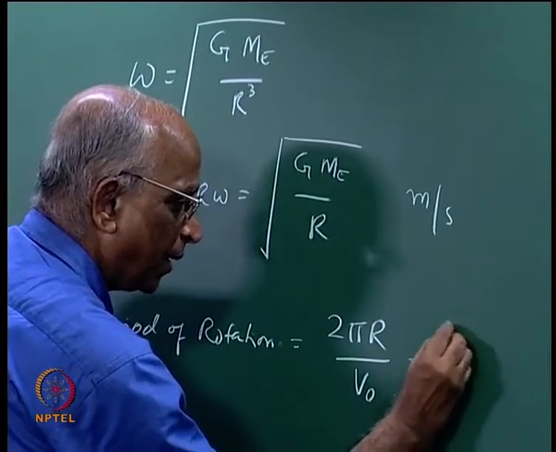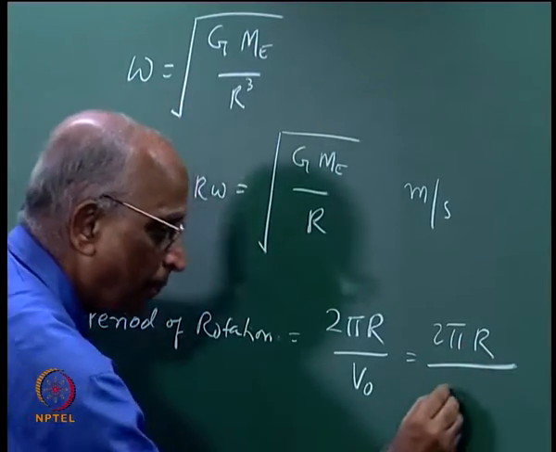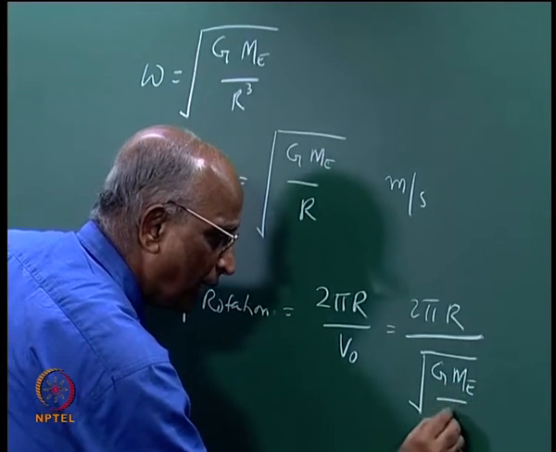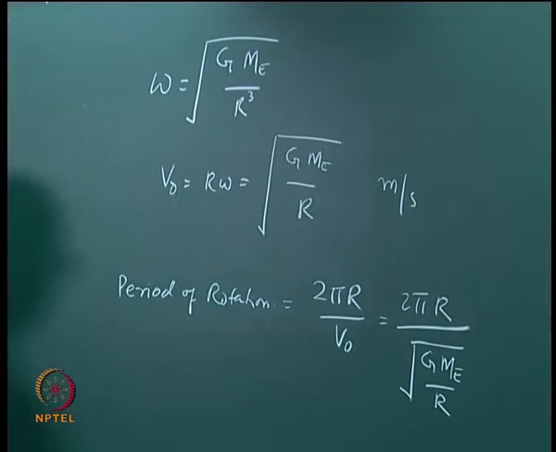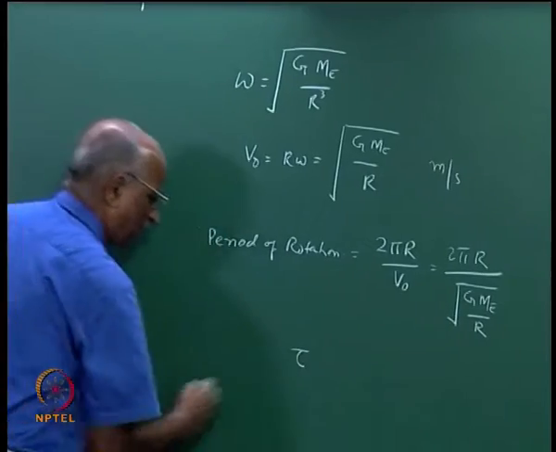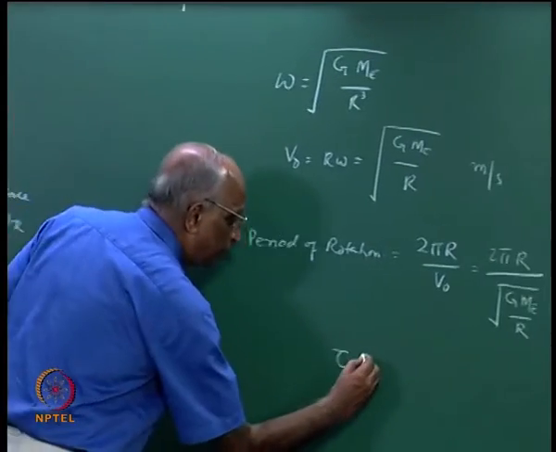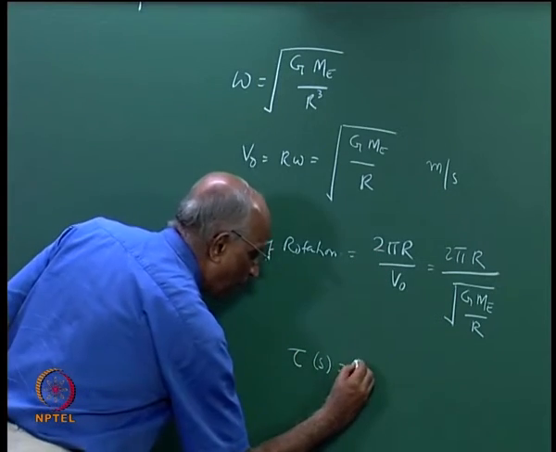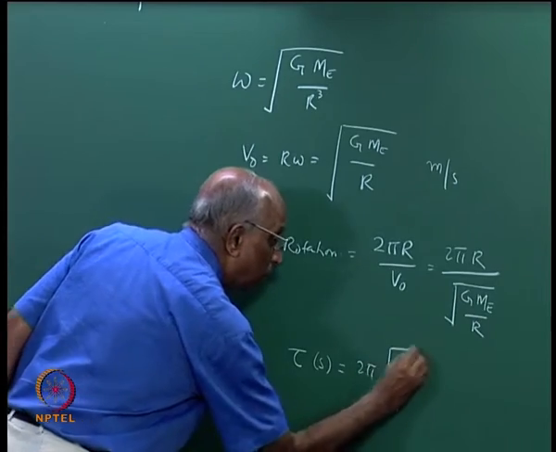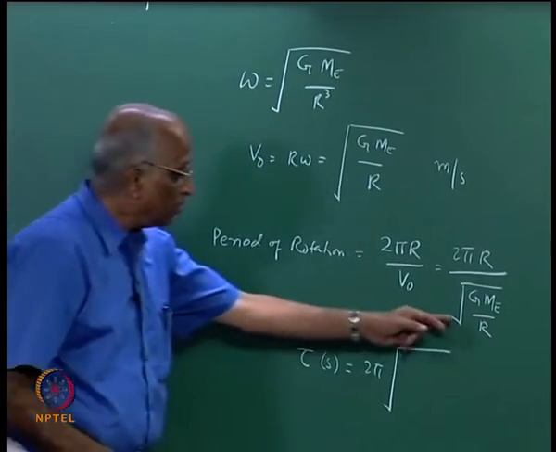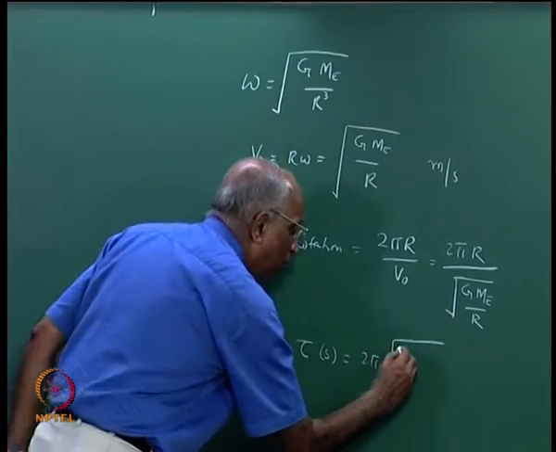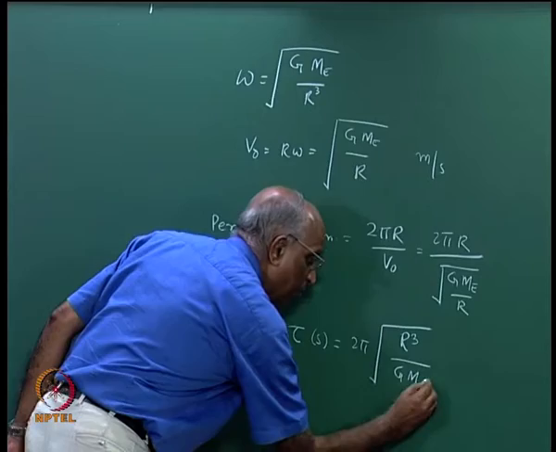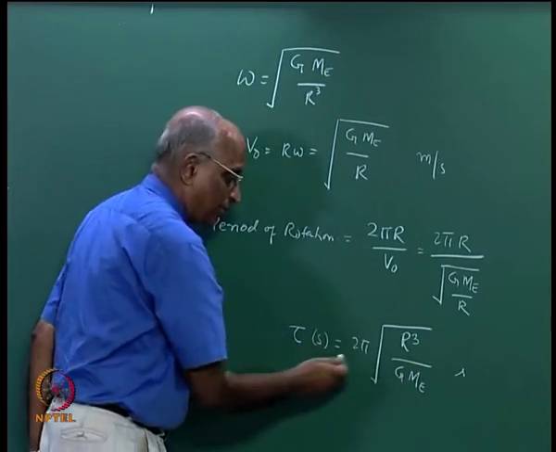2 pi r divided by under root G me by r, and what does that give you? The period of rotation, which let us call tau, is equal to so many seconds, where r is in meters. Therefore, I have 2 pi into under root, r comes on top, r square, that is r cube, by G me, so many seconds is the period of one rotation.